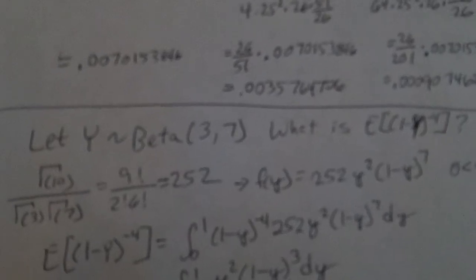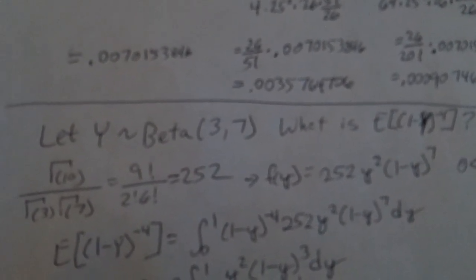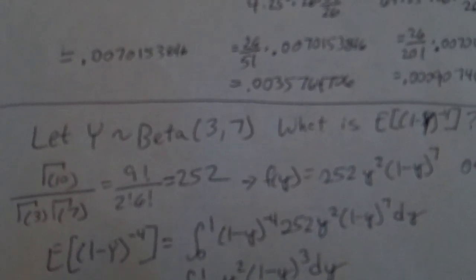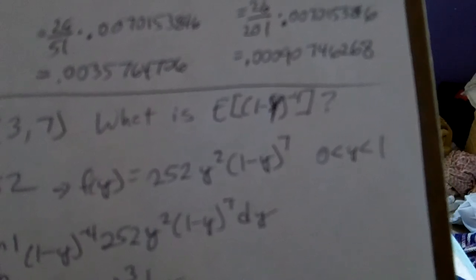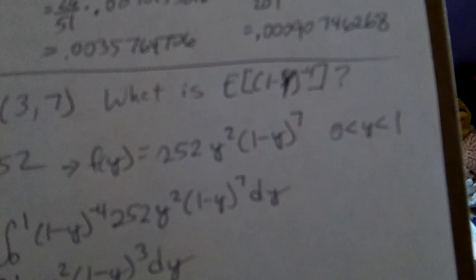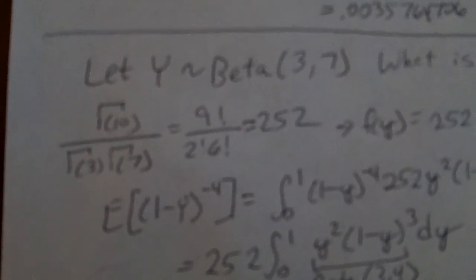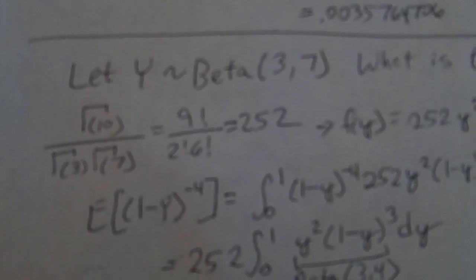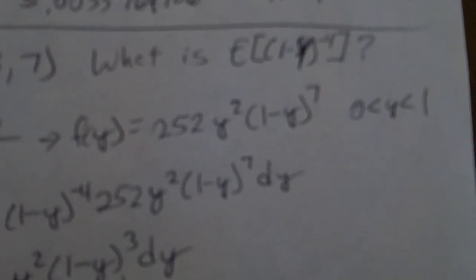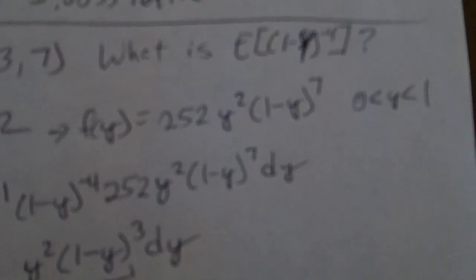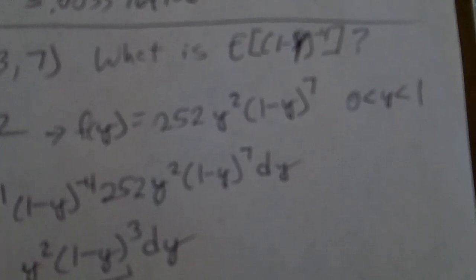Okay, now, last one here. We've got another beta. The values of alpha and beta are 3 and 7, and we're looking for the expected value, in this case, of the quantity 1 minus y raised to the negative 4. There's your value of the appropriate gamma functions, which gives you 252. And so there is your density function without the 0 elsewhere.